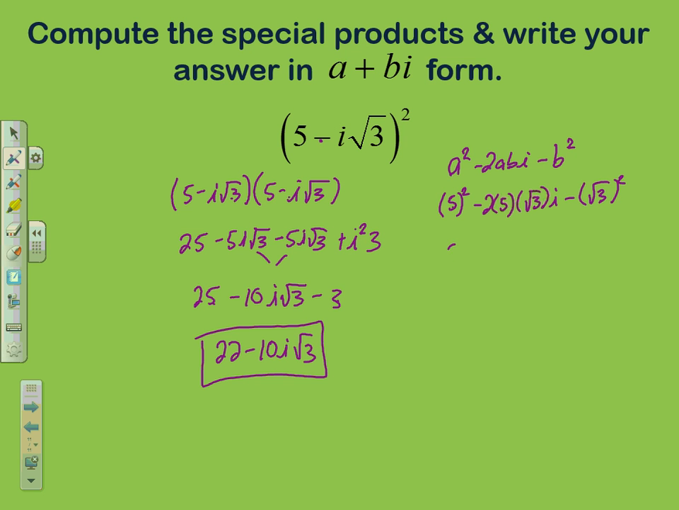So 5 squared gives me 25. Negative 2 times 5 will give me negative 10. And I'm going to put the i, radical 3, because if I put the i at the end where the radical 3 is, sometimes people think that the i is underneath the square root symbol. So I like to keep the i in front of the square root symbol. And then minus square root of 3 squared is just 3. 25 minus 3 gives me another 22 minus 10i radical 3.